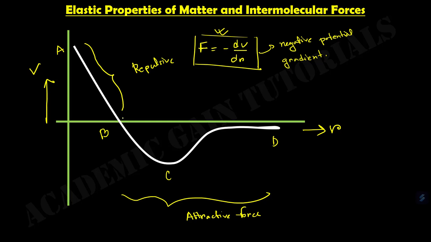Here we see that our curve intersects the x-axis at some point. We denote this point as r naught. It is the value of r for which the potential energy is minimum, and it corresponds to the stable or equilibrium spacing between the molecules.